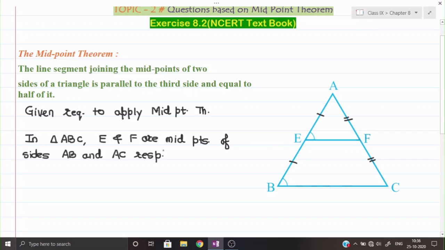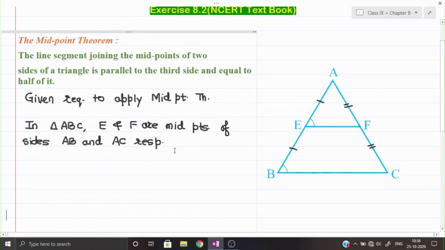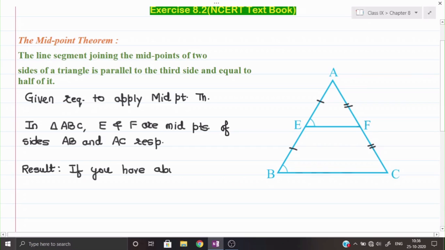You cannot apply the midpoint theorem on any triangle. You require this given first. If you have this particular given, you can apply the midpoint theorem. Now see, if you have this given, then what will be the result in that case? So now I will write down the result. In that case, if you have the above given things, then we can say the following.